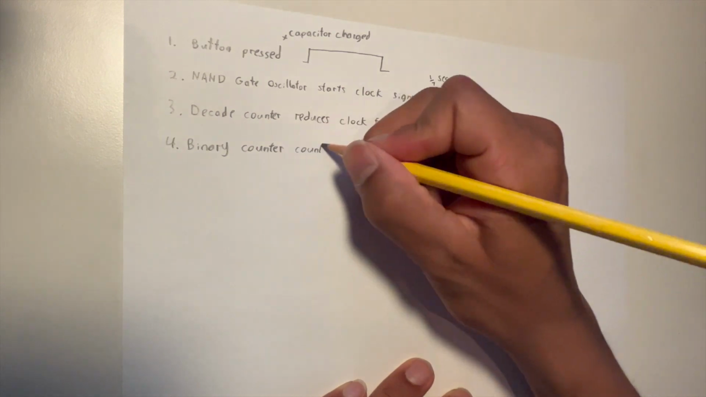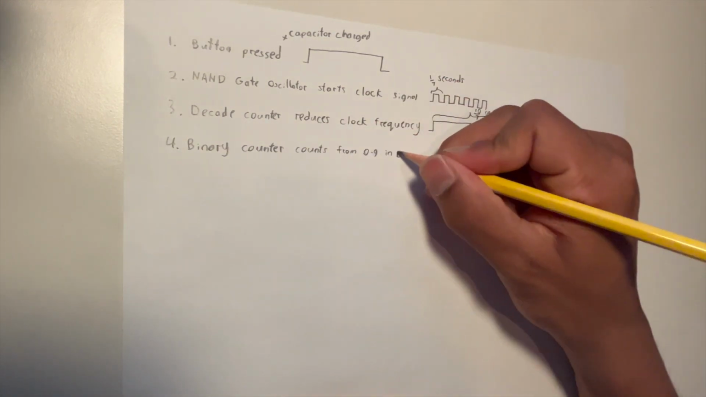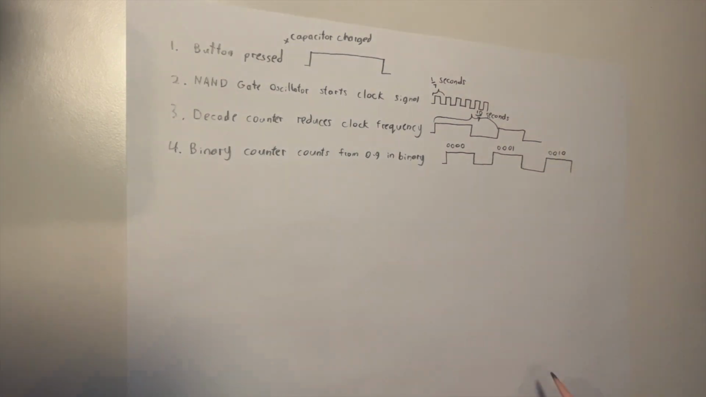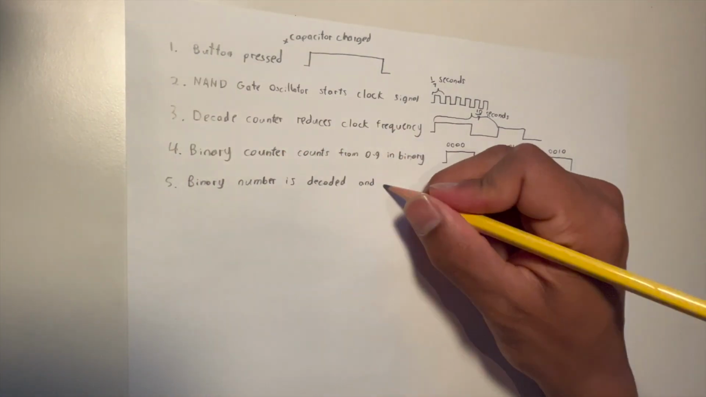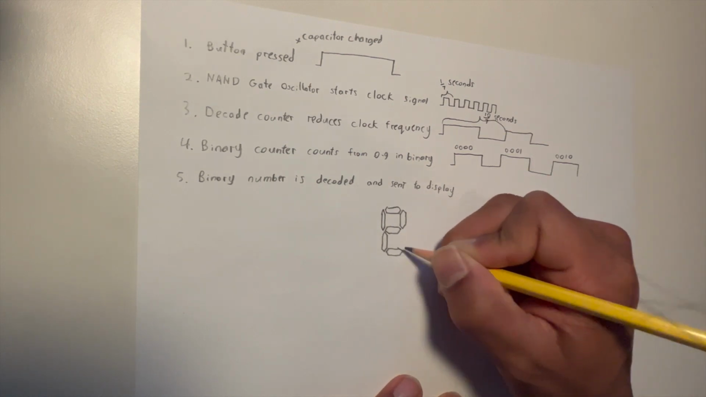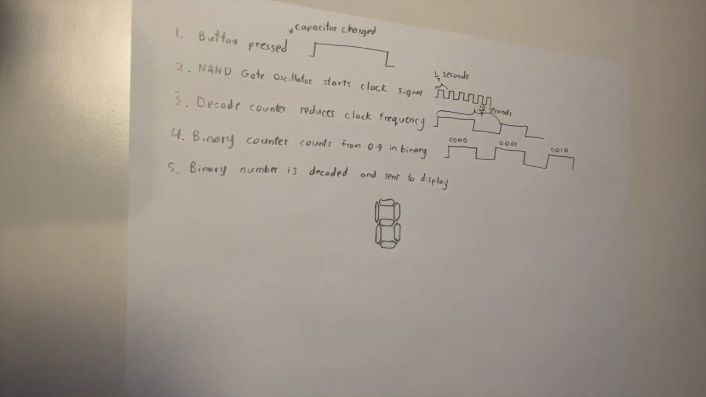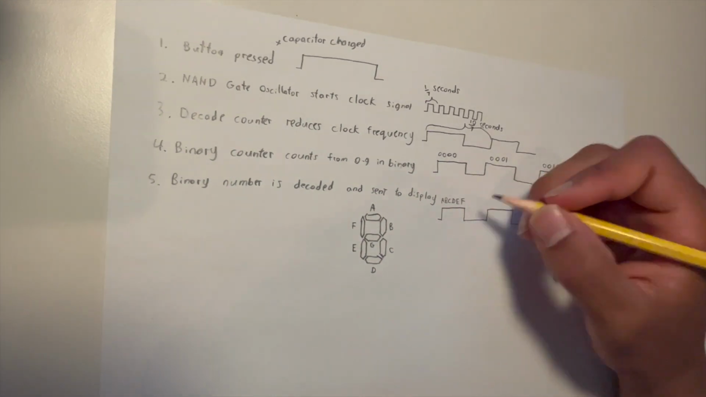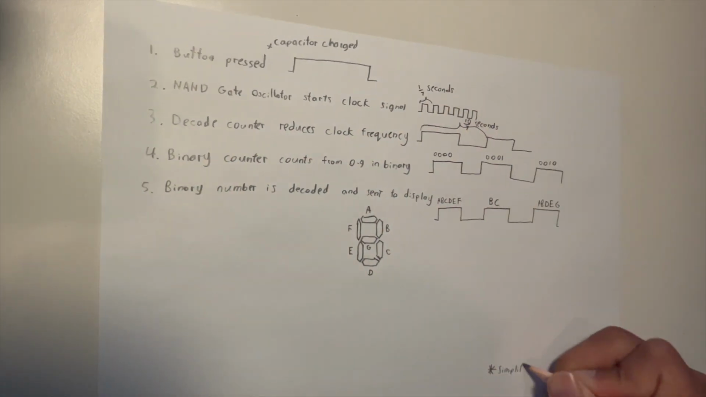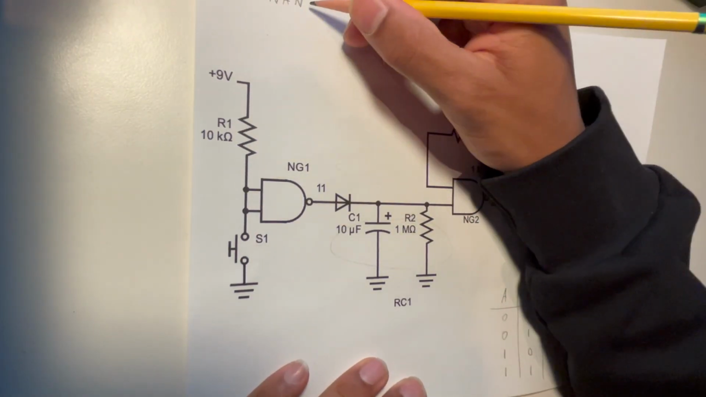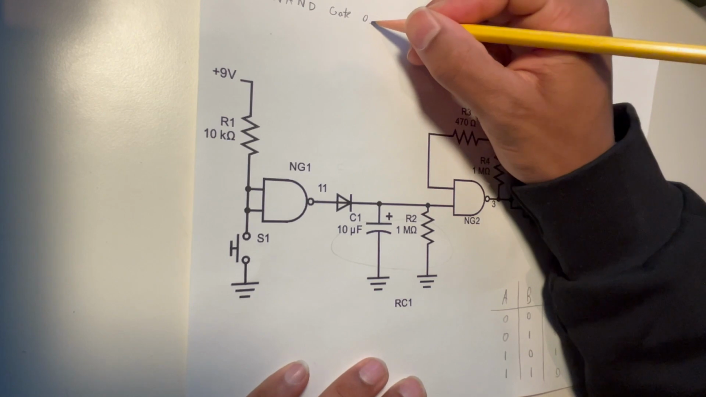The output of the decade counter is then fed into a binary counter. The binary counter counts from 0 to 9 in binary, advancing the count on each rising edge of the clock signal. The 4 outputs from the 0 to 9 binary counter are then fed into one final chip, a binary decimal decoder. This chip converts the binary number to a signal readable by a 7-segment display. The 7-segment display displays the number. Here's a breakdown of how each section performs its function, starting with the NAND gate oscillator.